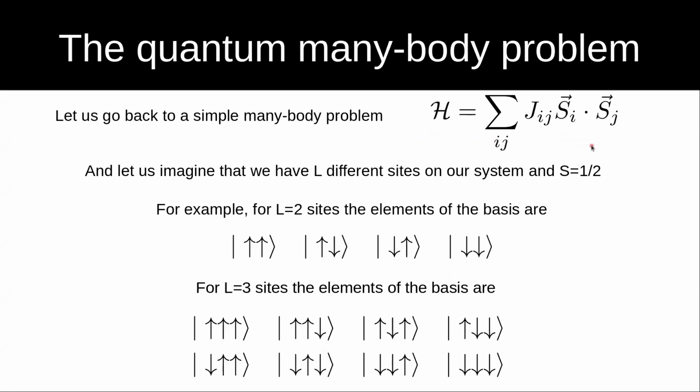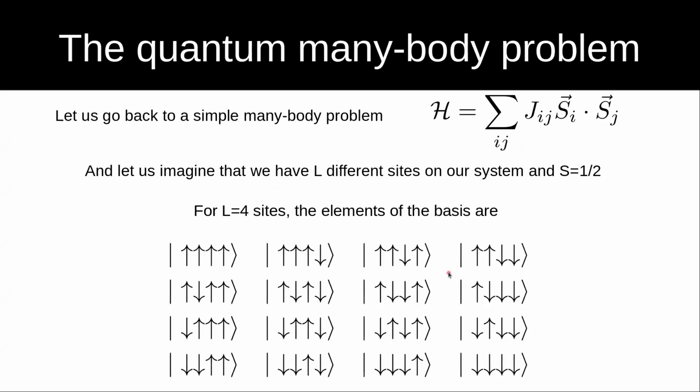And we are going to consider a system that has L sites. In particular, we can have a system that has two sites. And if we have two sites, our basis is essentially four different vectors: up up, up down, down up, and down down. We may have three different sites, and in this case our basis is formed of 8 states. And if we keep increasing the size of the system, the dimensionality of our basis grows exponentially. And this is effectively what limits us in terms of computing large quantum many-body models.